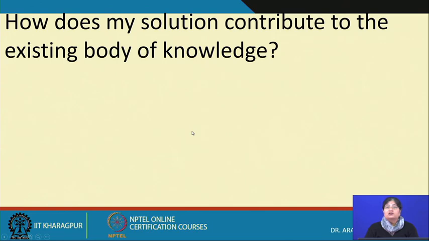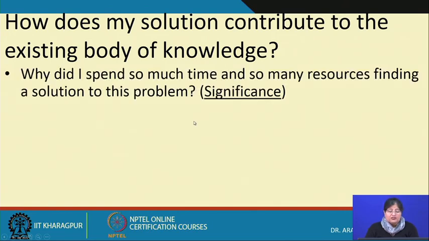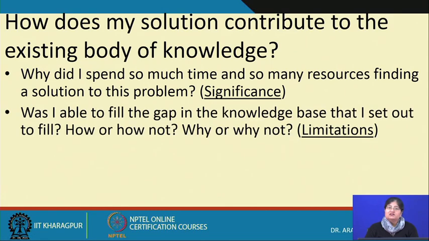How does my solution contribute to the existing body of knowledge? So, in this you will again revisit the significance. Why did I spend so much time and so many resources finding a solution to this problem? So, you talk about the significance. Was I able to fill the gap in the knowledge base that I set out to fill? How or how not? Why or why not? So, you talk about the limitations.